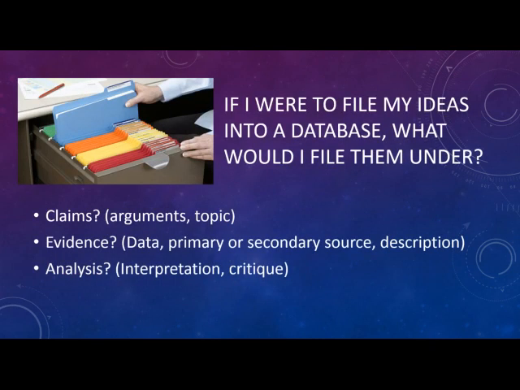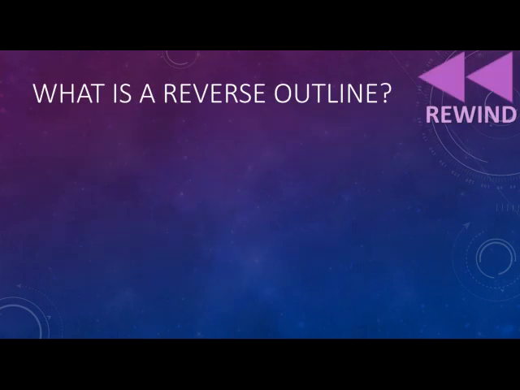David Kornhaber from the Harvard College Writing Center suggests thinking about outlines by asking yourself, if I were to file my ideas into a database, what would I file them under? This is a really useful strategy that can help you decide whether your idea is a claim, whether it's evidence, or whether it's analysis. And it can also help you decide which claims your evidence supports or which topic any given discussion belongs to.